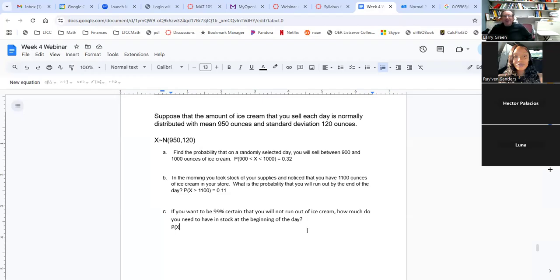It's not greater, because if it's greater, then you run out. If it's less than, you don't run out. Does that make sense? So X is less than some number, I'll put question marks, is equal to 0.99. Any questions on that? Because not running out means you didn't sell much. Running out means you sold a lot. So the probability of not running out means didn't sell much, which means less than a number.